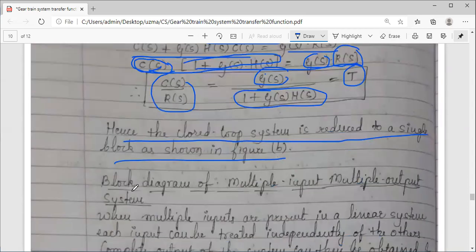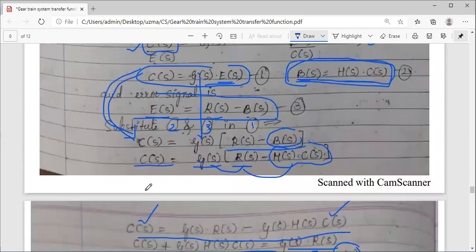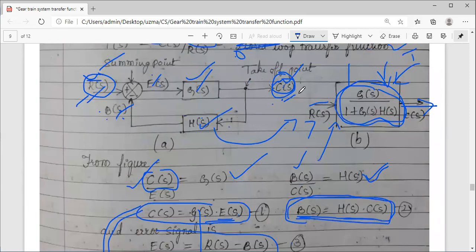Now, suppose this is a closed loop system. Block diagram I have drawn. That is for a single input. You can see there is a single input R. There is a single output C. So practically speaking, a system will not be simple like this; the input will not be one and the output will not be one.